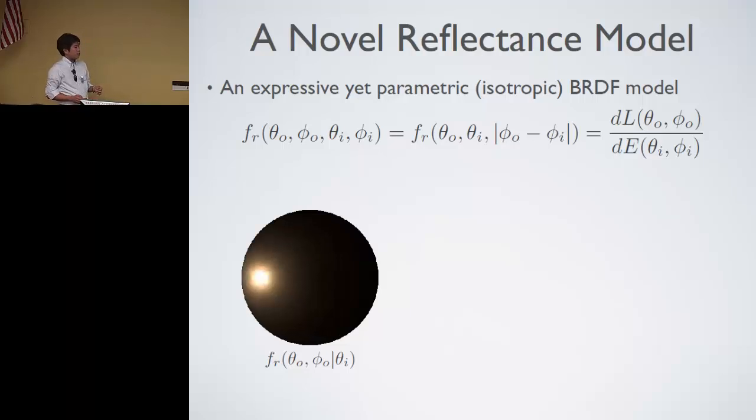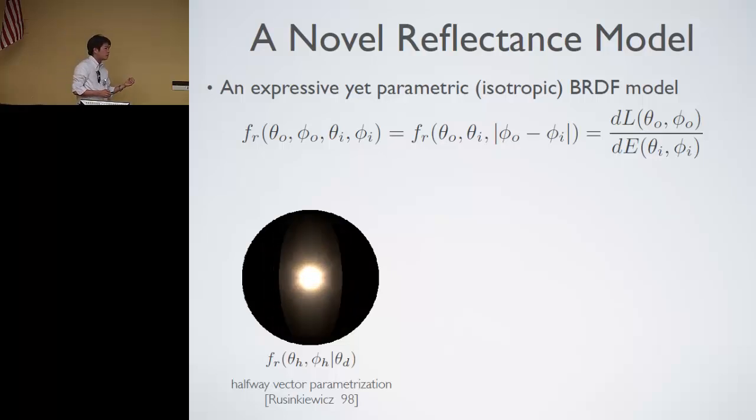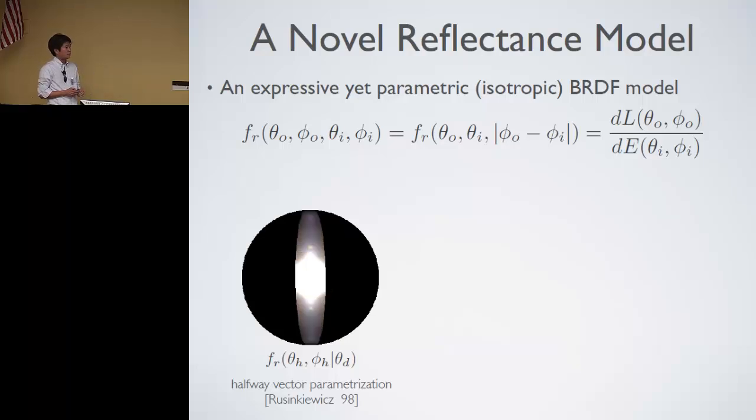Now instead, if you use a simple reparameterization of using the halfway vector between the incident and outgoing directions, and again look at the reflected light distribution, it'll stay at the center and remain almost axially symmetric, which is a known fact. But our key idea is to view these as directional statistics distributions, which is simply to say that the intensity is going to be interpreted as a probability of seeing light in that particular direction.